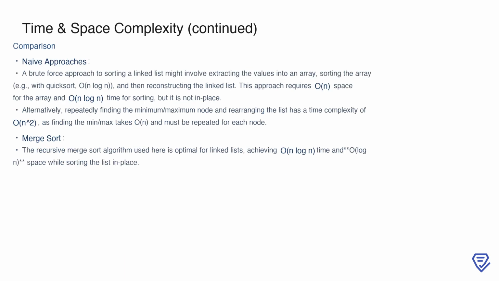When comparing with other approaches, simpler methods like extracting the list values into an array, sorting the array, and reconstructing the linked list require O(n) space for the array and O(n log n) time for sorting. However, this method isn't in place. Another naive approach involves repeatedly finding the minimum or maximum node and rearranging the list. This has a time complexity of O(n squared), as finding the minimum or maximum takes O(n) and must be repeated for each node. In contrast, merge_sort is optimal for linked lists. It achieves O(n log n) time and O(log n) space while sorting the list in place. This makes it far more efficient and well suited for this data structure.